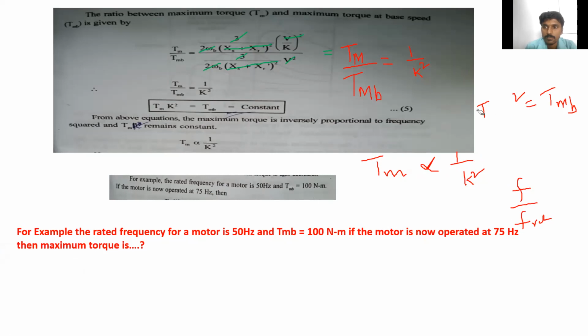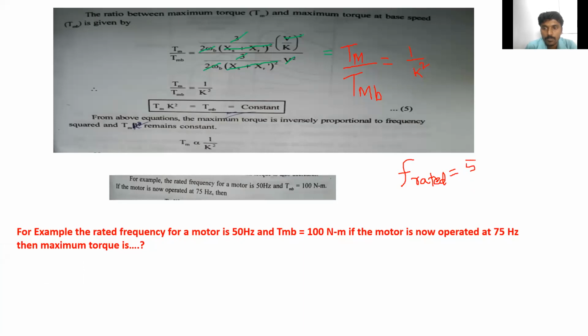So from this equation, can we solve one question? So here, for example, the rated frequency for the motor is 50 hertz. F rated is equal to कितना दिया उन्होंने? How much has he given in the numerical? F rated कितना दिया उन्होंने? How much? Please tell me.